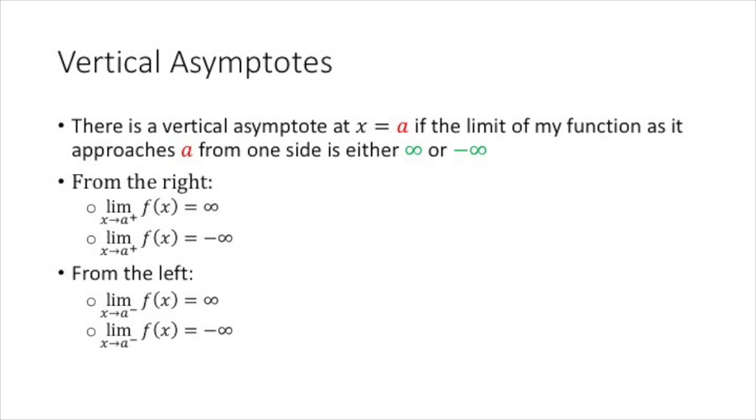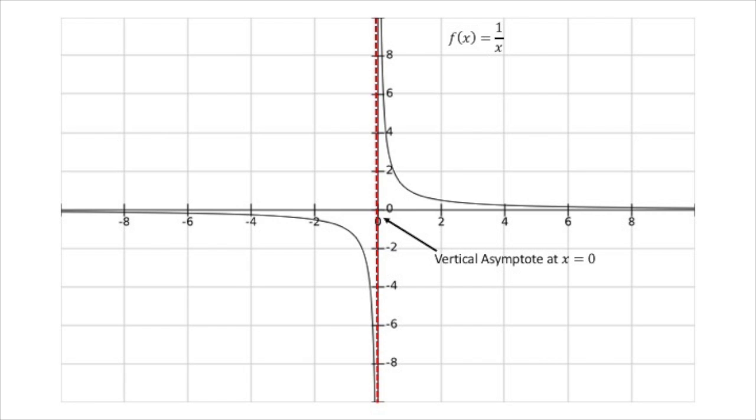Let's look at an example of a function that doesn't act the same way on both sides of the asymptote. If we look at this graph, when my function's x values approach x equals 0 from the right, my function's y values approach positive infinity. But when my function's x values approach 0 from the left, my function's y values approach negative infinity.